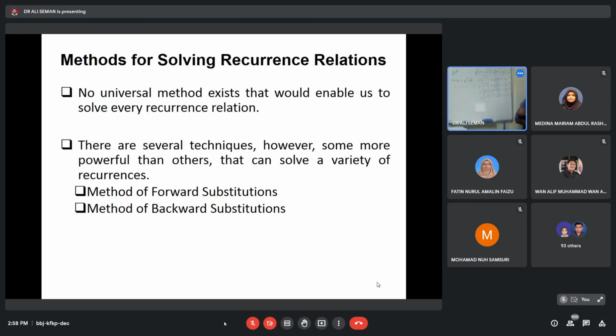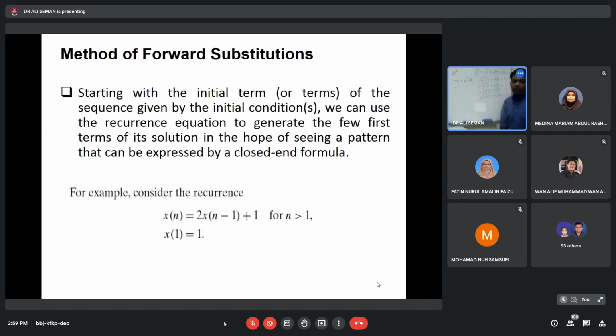The first is called the forward substitution method. The second is called backward substitution. I will introduce both, but our main concern later is backward substitution. We use backward substitution to solve the recurrence relation, to do the analysis for the recursive algorithm. We don't use forward, but as a part of the substitution method, I will also introduce the forward. What is the forward and what is the difference from the backward? First, the method of forward substitution.